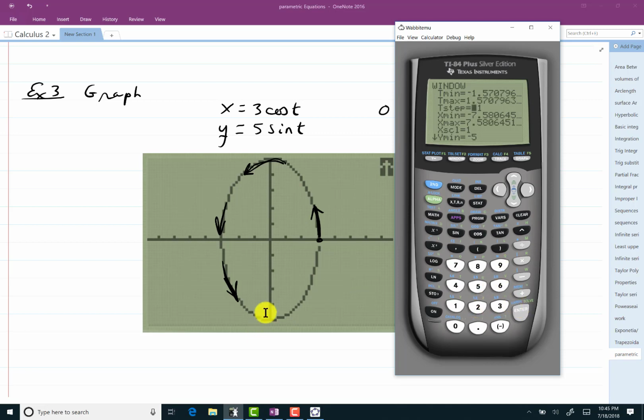And you'll see that negative pi over 2 will be here. It'll draw just the right half of the ellipse. And there you have it, starting at negative pi over 2 and ending at pi over 2.